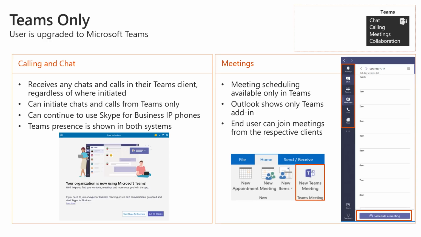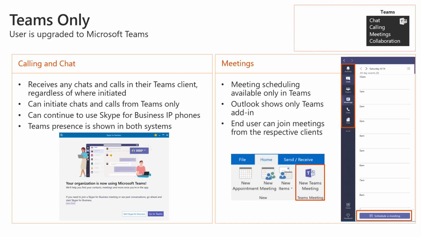As a result of being placed into Teams only mode, Teams presence will now be shown in both systems because Teams will control the presence experience. The screenshot you see in the bottom left here showcases the Skype for Business client after a user has been successfully upgraded to Teams only mode. You'll notice there are two buttons, the Go to Teams button, which will allow the user to actually open the Teams client, and the Start Skype for Business button, which will open up the optimized Skype for Business client for meeting mode purposes.